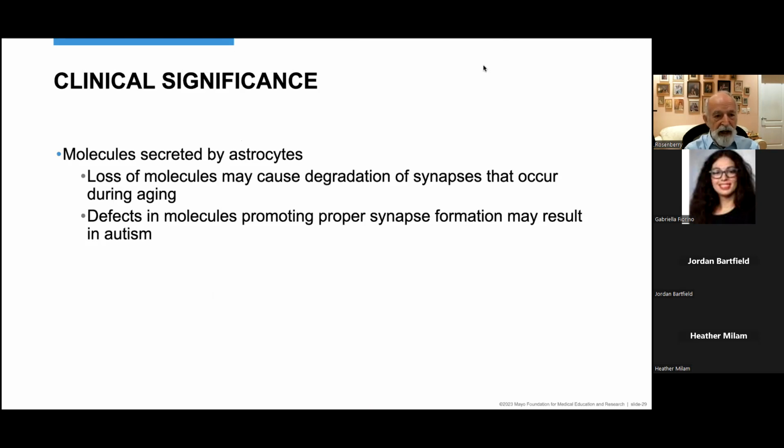Molecules secreted by astrocytes may cause degradation of synapses that occur during aging. And the defects in molecules promoting proper synapse formation may result in autism. Next slide.